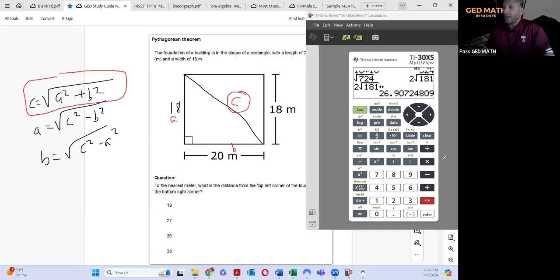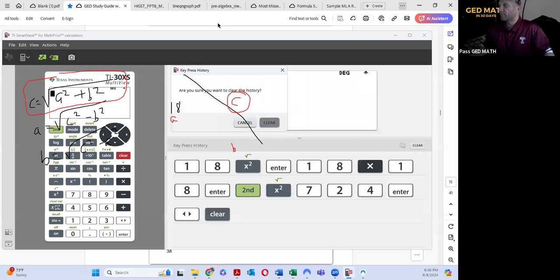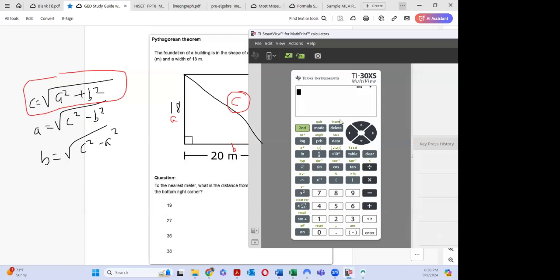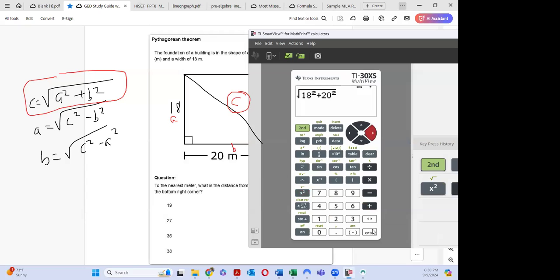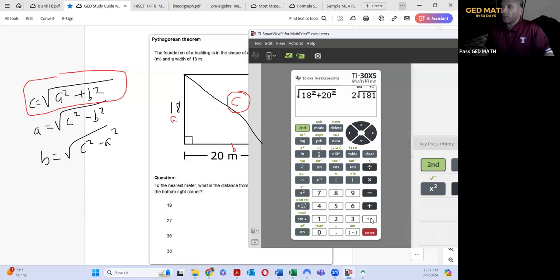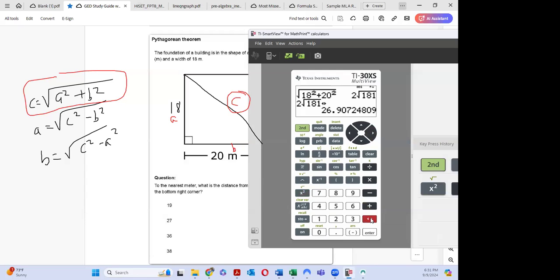Once I know that, I don't have to waste my time doing all that work. Let me clear the calculator so we can see everything nice and clear. Watch this. Square root of A squared plus B squared, 18 squared plus 20 squared. Press enter, hit my double arrows to see my decimal. I'm done. 3 seconds.